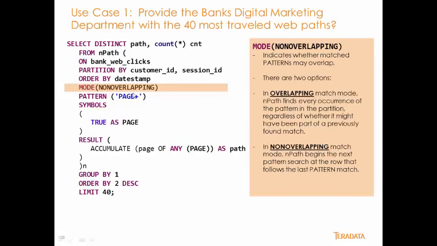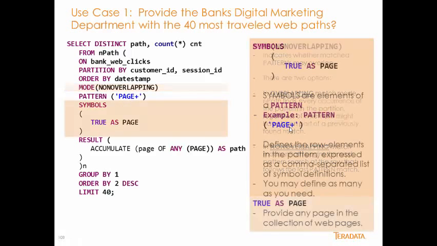So let's continue. Mode. This is probably one of the more confusing aspects of it, but basically you have two options. Mode non-overlapping is the one we used, and the reason is because once we find a match, we want to continue on. We don't want to reuse that pattern of those elements inside of my partition again. Overlapping would mean that we'd have almost like a recursion of being able to find multiple paths in multiple dimensions of those partitions. So for our use, we're using non-overlapping, and that is right here.